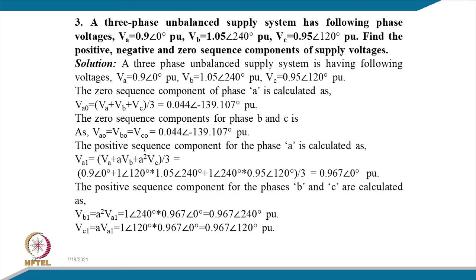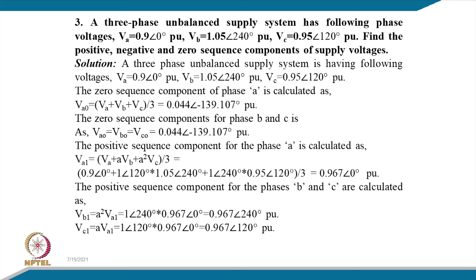Now, you can find the positive sequence component of phase A, VA1, which we normally call forward voltage, or you can call it positive sequence voltage. This comes as VA plus A VB plus A square VC by 3, where A is the typical operator of the angle of 120 degree. So, you can put in the values of VA, VB, VC. So, this is the A operator, and this is the A square operator, and you put in the values and it comes to 0.967 at the angle of 0 degree per unit.